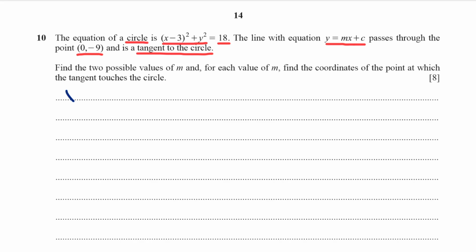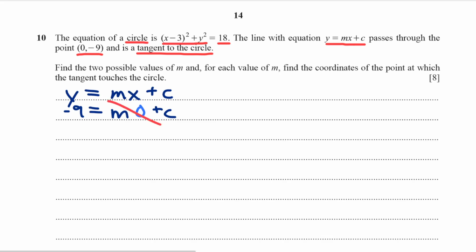So we have y = mx + c, and we can substitute this point in, so we can say that −9 = m × 0 + c, and you can see that this thing just fully cancels out, and we get c = −9. So that was very simple, just basic linear equations.